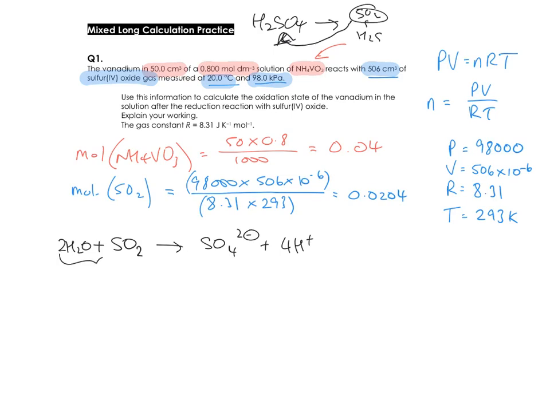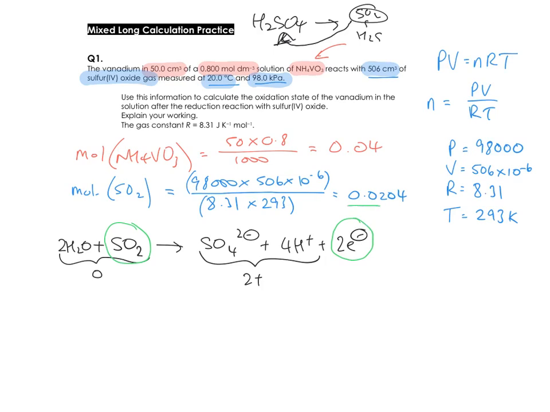So on this side, we've got a 0 charge. On this side, we've currently got a 2+ charge. We've got 2- from the sulfate ion and the 4H+, so we've got to add 2 electrons onto this side to make that balanced. So now we can work out how many moles of electrons were added to the ammonium vanadate. So for every one SO2, I add 2 electrons.